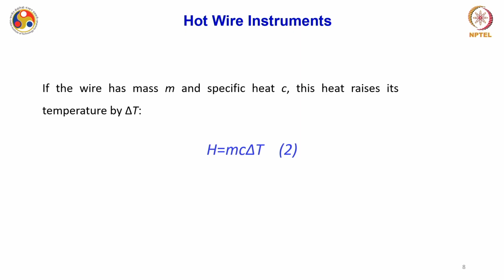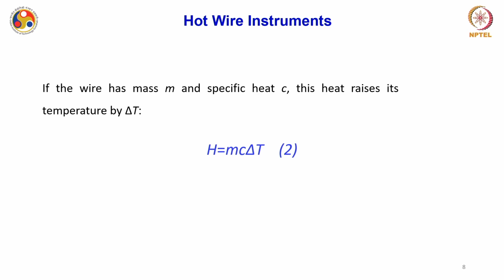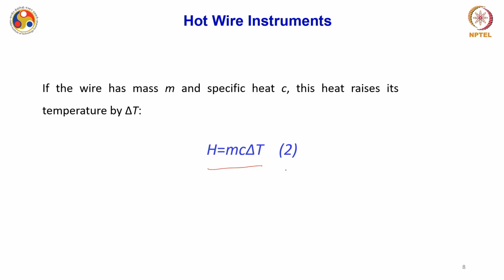If the wire, for example, has a mass of m and the specific heat is C, the heat that is produced in this wire will raise its temperature by delta T, and this H can be given by equation 2, H is equal to m c delta T, which is the temperature change. Say initially it was T1 and it has reached T2, so it is basically T2 minus T1. This is the second equation for this heat.